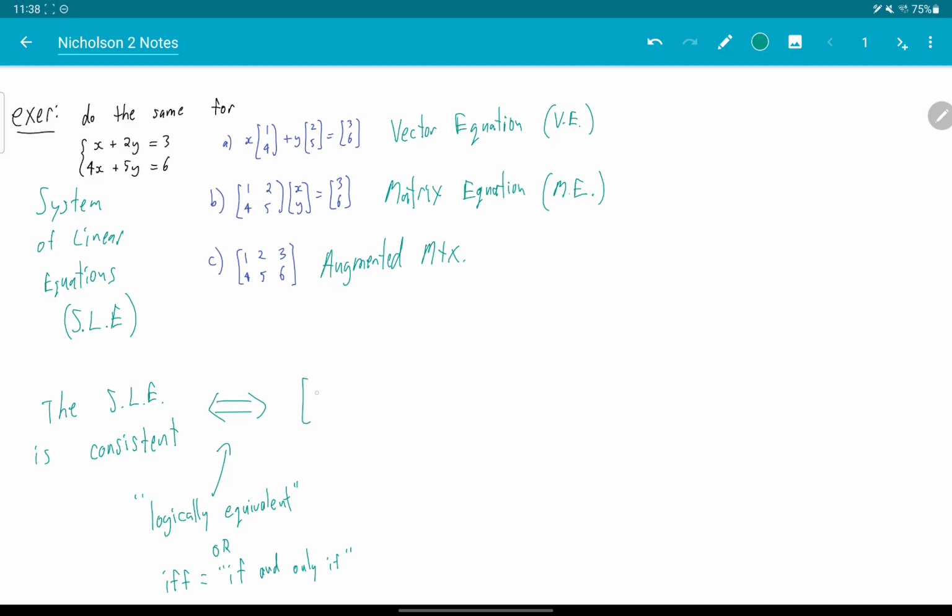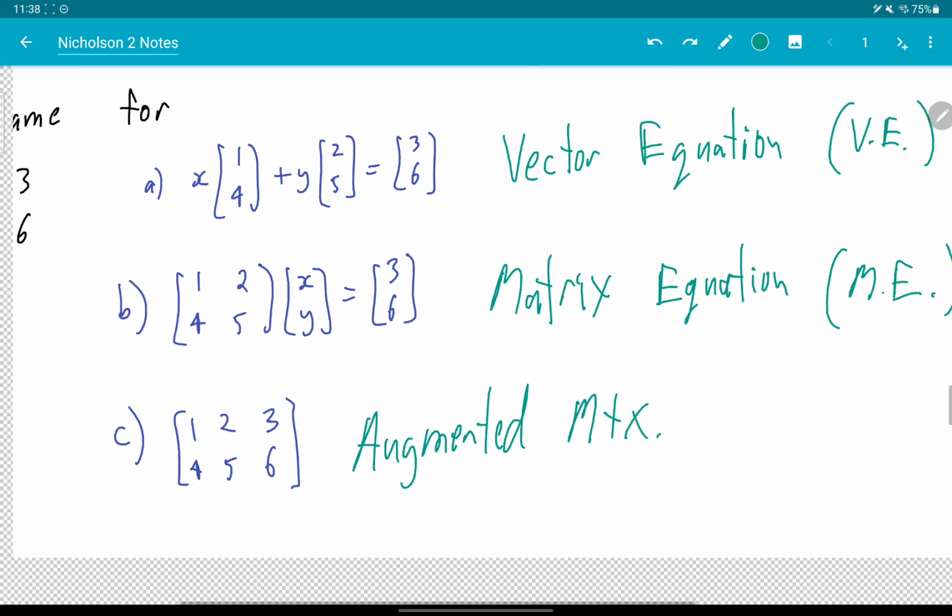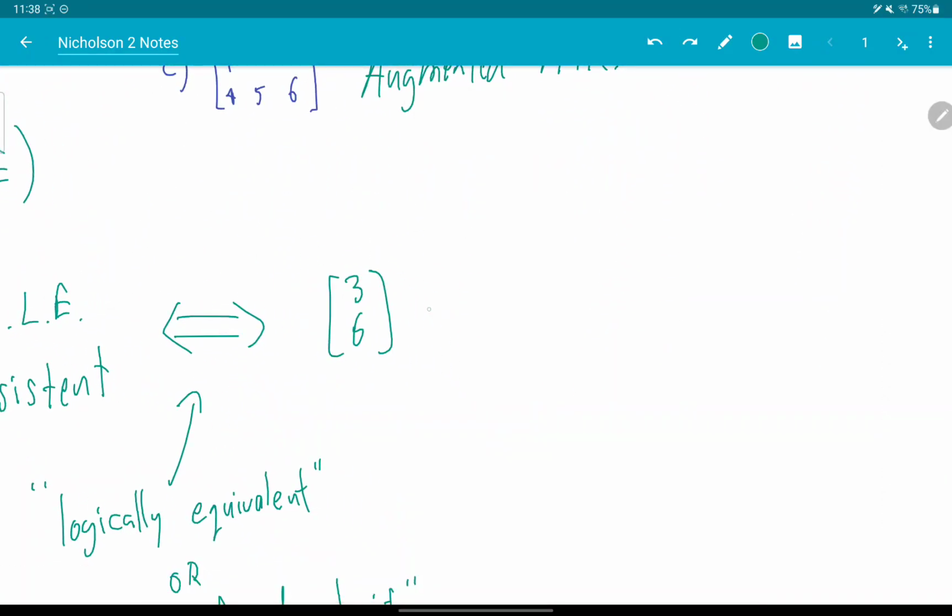So we're going to think of that as, the vector equation having a solution, what it says is that this vector 3, 6 is something times 1, 4 plus something times 2, 5, meaning that 3, 6 is a linear combination of 1, 4 and 2, 5. So write it down. Is a linear combination of 1, 4 and 2, 5.